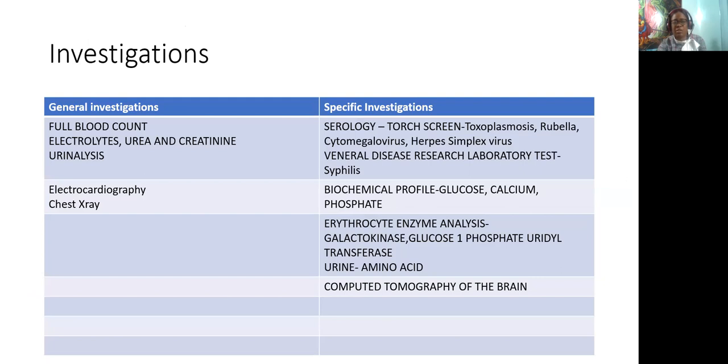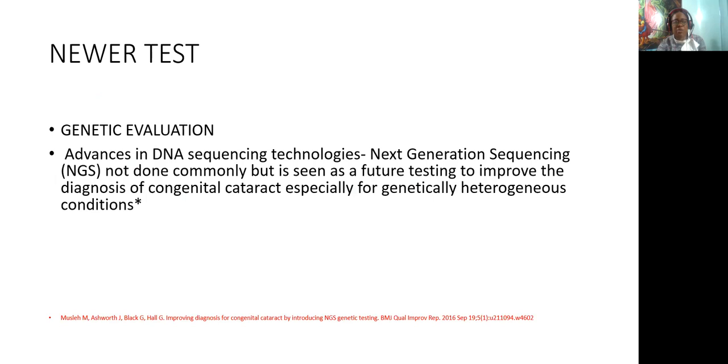Specific investigations are determined by the associated conditions. If we are suspecting TORCH, we will need to do serology screening for toxoplasmosis, rubella, cytomegalovirus. Others are Venereal Disease Research Laboratory tests for syphilis. Others include biochemical profile for glucose, calcium, and phosphate. We can also do erythrocyte enzyme analysis or computed tomography of the brain if indicated. Newer tests include genetic evaluation. In centers where these are available, this can be done, especially in patients with bilateral cataract.